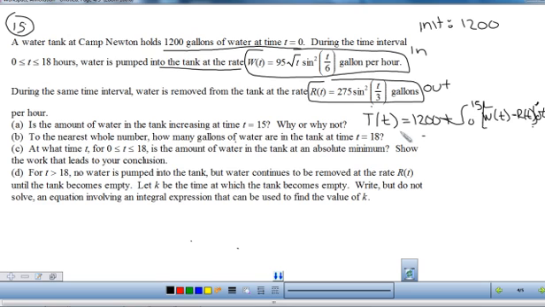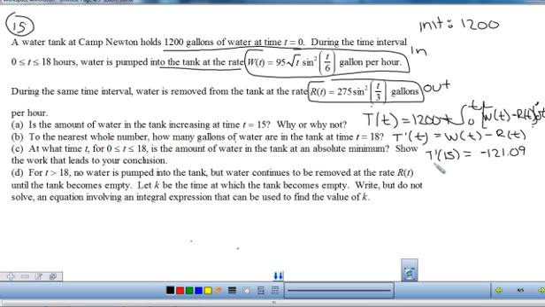And then I have to take the derivative. The derivative of 1200 is 0. When you take the derivative of an integral, by the fundamental theorem of calculus, they cancel, and we substitute the t. Then I'm just going to see what my value at 15 is, and that turned out to be negative 121.09.